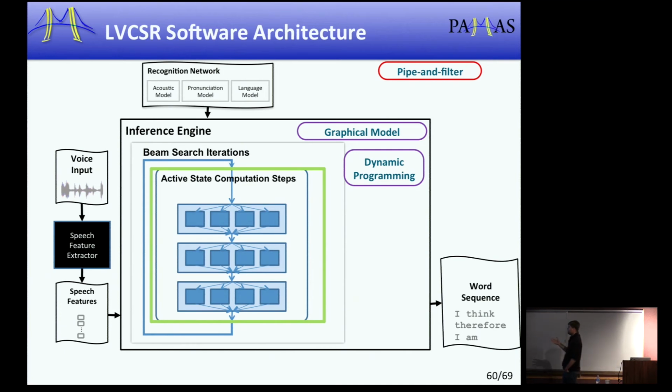In terms of computational patterns, for this inference engine, we're going to focus just on this because that's where the majority of the work happens. We're solving it using a graphical model, specifically a hidden Markov model, and doing the actual inference using dynamic programming. So if you were to go and look at this code, the first thing that you should do is read up on graphical models and dynamic programming, because those are the main computations.